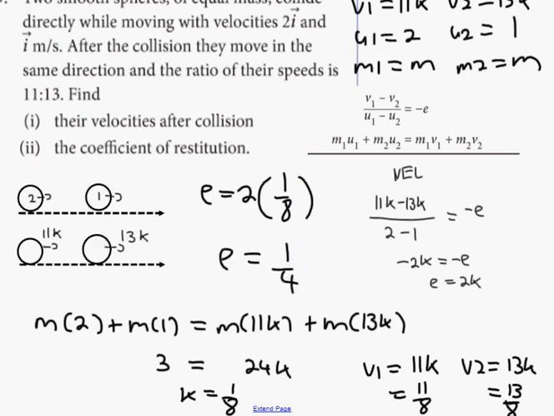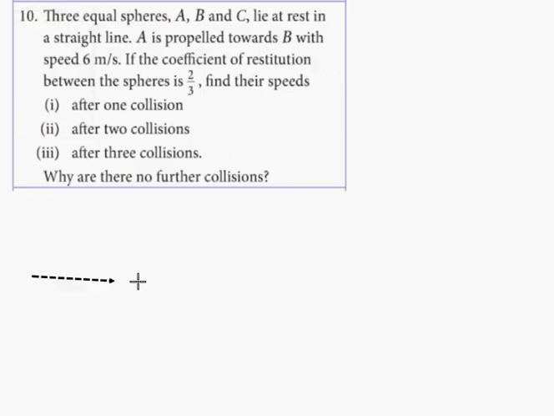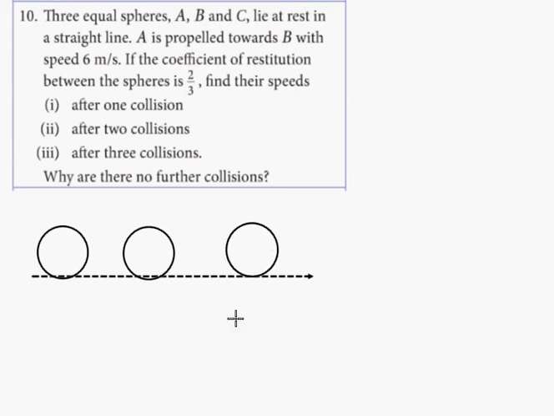What do you make of that question? So in this scenario, we're going to have 2 collisions. So 1, 2, 3, and then second. So we're going to write down what's going on here. They are all in a straight line. A is propelled towards B, and the coefficient of restitution between the spheres is 2/3. Find their speeds after one collision.